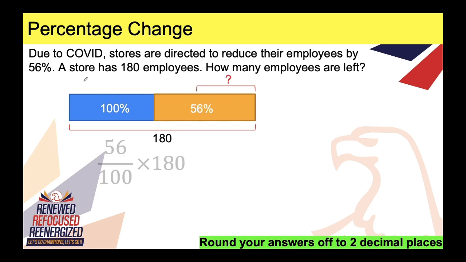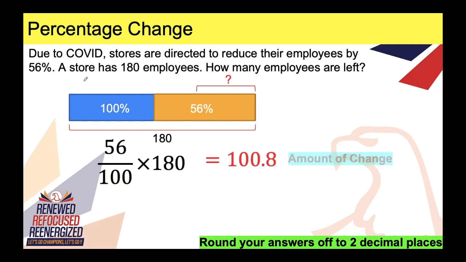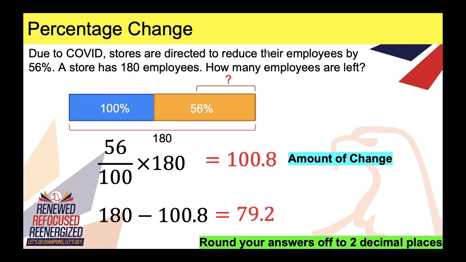So right now you should know that this is an example of a percentage decrease because of the word reduce, meaning we have to reduce the number of employees by 56%. When we do that, we have 79.2. Now we cannot have a 0.2 employee. It's not possible to have a person which is just 0.2. So we can just say roughly 79 people will remain after 56% has been taken away.